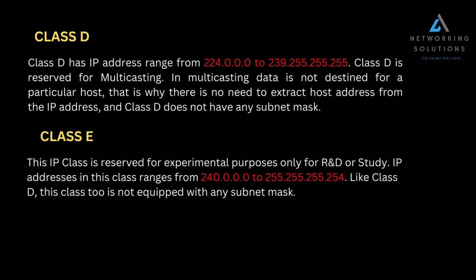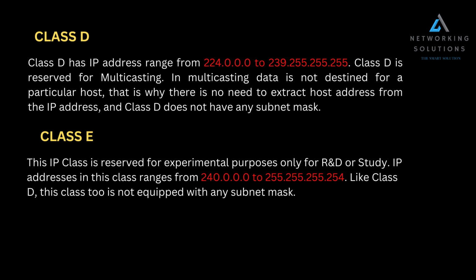The very first 4 bits of the first octet in Class D IP addresses are set to 1110. Class D has an IP address range from 224.0.0.0 to 239.255.255.255. Class D is reserved for multicasting. In multicasting, data is not destined for a particular host. That is why there is no need to extract the host address from the IP address, and Class D does not have any subnet mask. Class E IP class is reserved for experimental purposes only, for research and development or study.